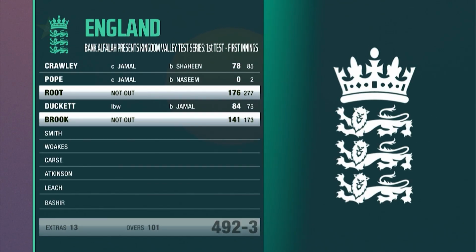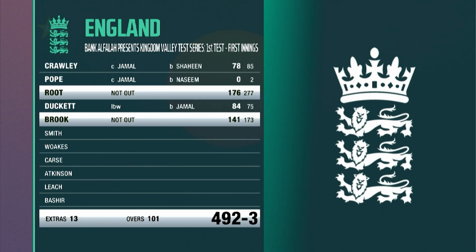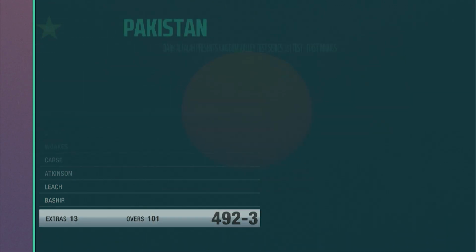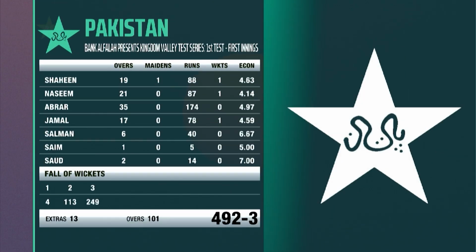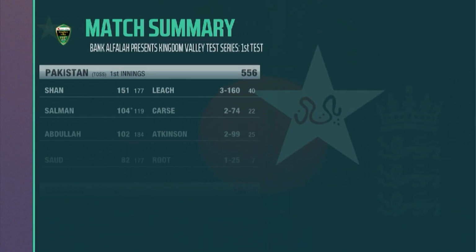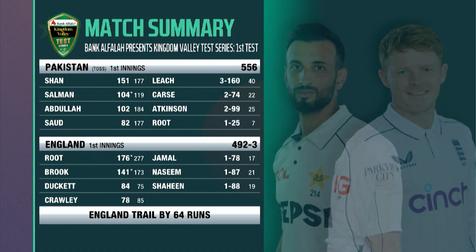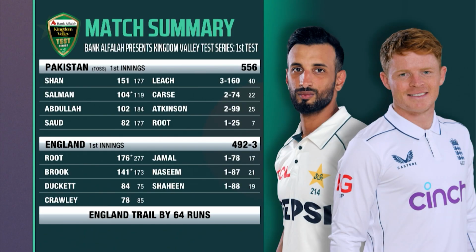Day 3 comes to an end with England in a very strong position in pursuit of the 556 by Pakistan. They are 492 for 3 with the maestro Joe Root, 176 not out, and Brook as well. His love affair with Pakistan continues. He's 141 not out. As expected, it is always going to be a tough toil for the seamers in particular, because Shaheen Shah Afridi, Naseem Shah and Amir Jamal with the 1 wicket. At the end of day 3 in this first test, Pakistan in their first innings managed 556. England at the moment stand at 492 for 3. They trail by 64.